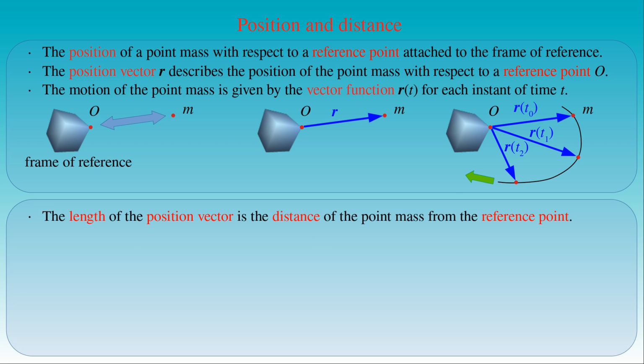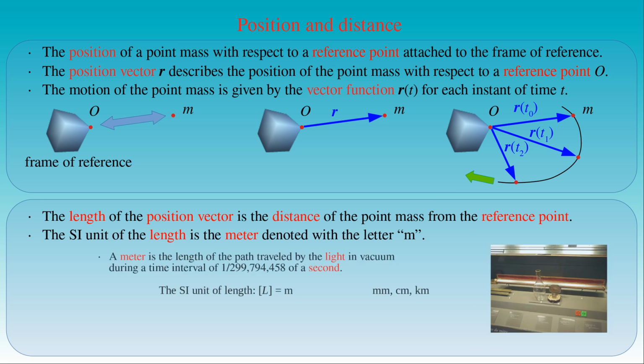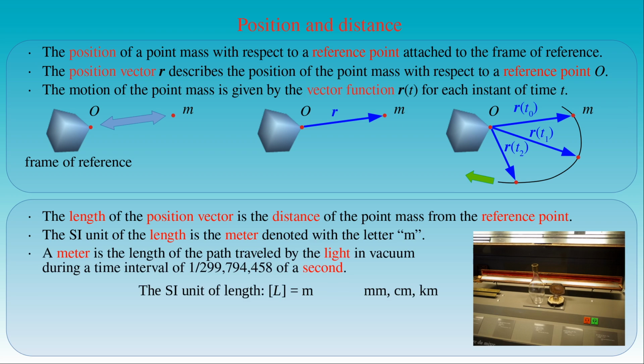The SI unit of the length, or the distance in space, is the meter, and this unit is denoted by the letter m. The meter is defined as the length of the path traveled by light in vacuum during a time interval of about 1/300 million of a second. We can see the platinum-iridium bar with the length representing the standard meter in the photo. The capital letter L denotes the length as a physical quantity, and the L in angle brackets means the unit of length. As we already stated, the SI unit of length is the meter, but its decimal multiples and submultiples, like millimeter, centimeter and kilometer, are also in usage.